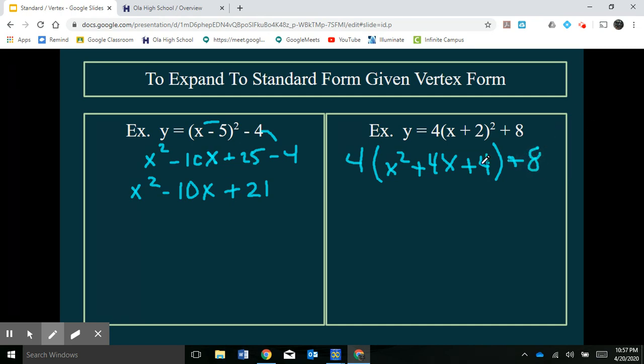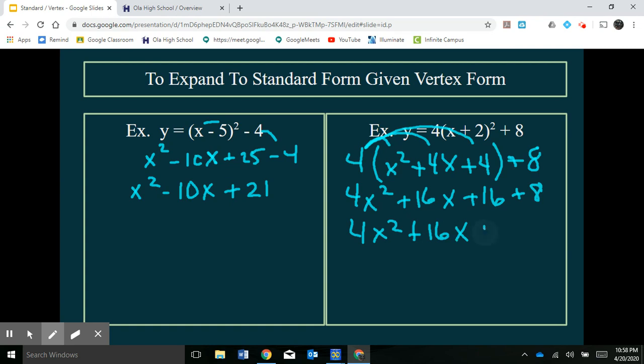Now notice on this one I put this in parentheses because I have the 4 out here. I have to distribute the 4. So I'm going to do the distributive property, and I'm going to say 4x squared. I'm going to say 16x. Then I'm going to say 16. The 8 doesn't get multiplied because it's outside the parentheses. Now I can put my like terms together. So 4x squared plus 16x plus 24.